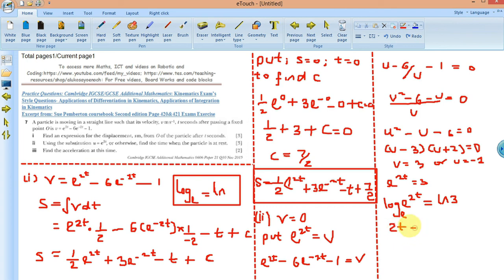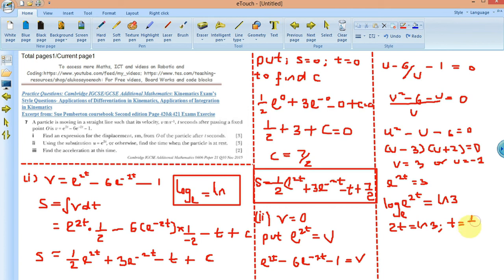Okay, ln 3. And from here, I need to be careful because I need to do the second one, but I know something. When you find ln of a negative number, that will be undefined. So this cannot be a solution. So the only solution will be when exponential 2t equals 3. Don't worry, I will still call your attention to that. So therefore, t is what? Half ln 3. Divide both sides by 2, that is half ln 3.